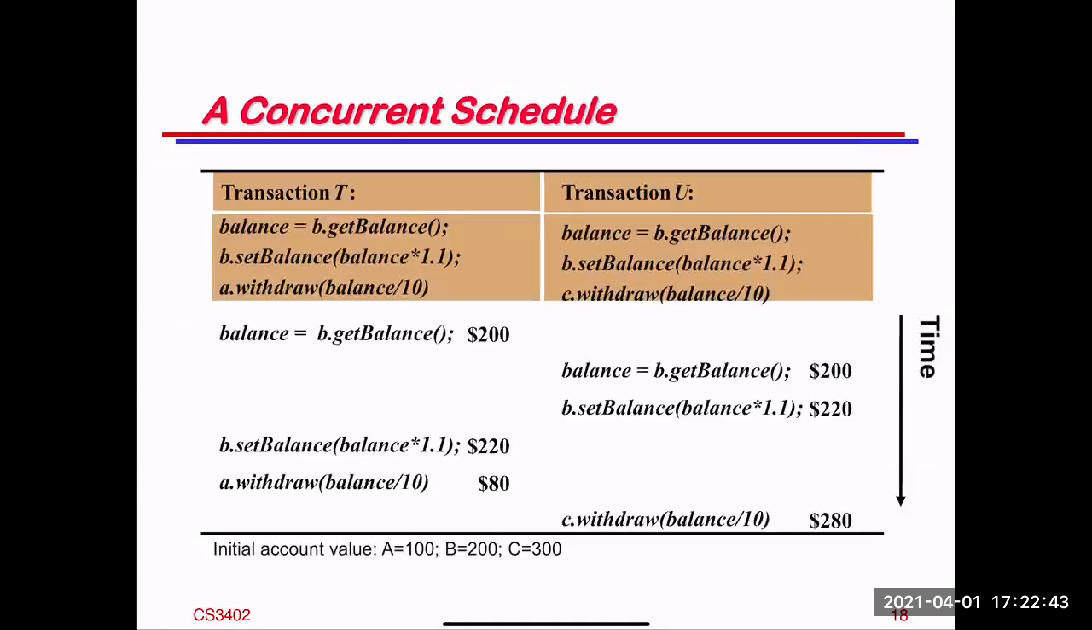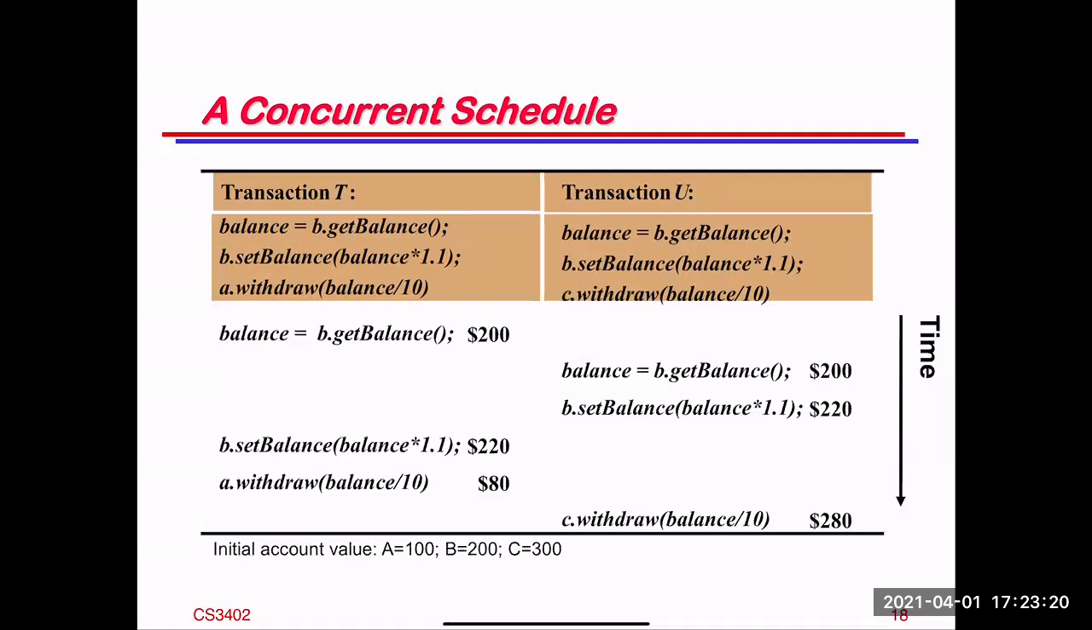And now let's look at different transactions and a concurrent schedule. Here we have two transactions, T and U. They're doing some strange things, so don't worry about what they're really doing. That's less important. What's more important is that we can construct a concurrent schedule. Again, we have some initial account values: A is 100, B is 200, and C is 300. Here we get the balance in B, which is 200, right?